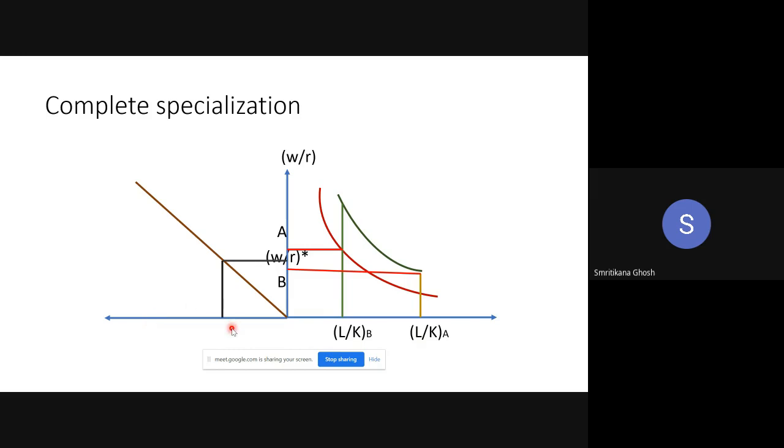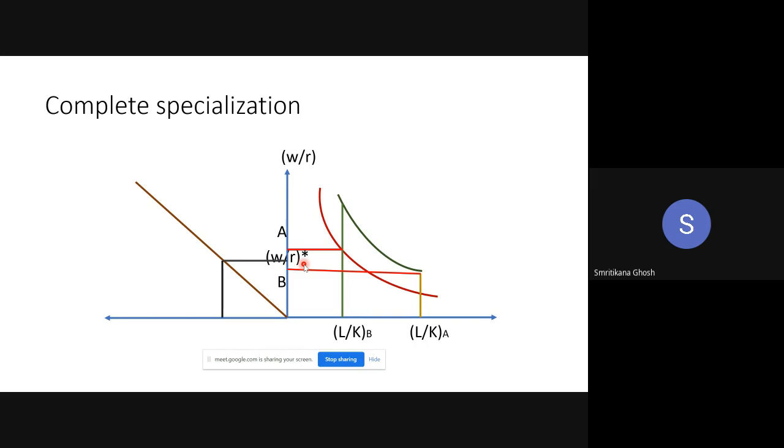So when you write it in your copy, definitely you should write it px by py star. It is here. And as px by py star is here, w by r star is here. Look, what is the speciality of this w by r star? It is not within the w by r range of any of these two countries. This is the W by R range for country B, and this is the W by R range of country A. W by R star is not within any of the ranges.